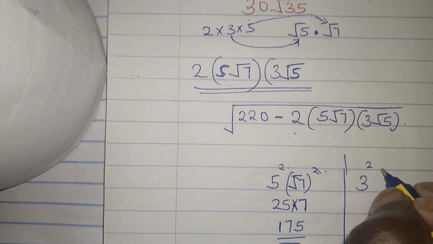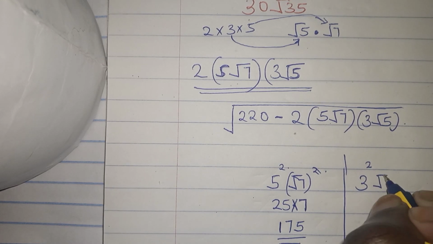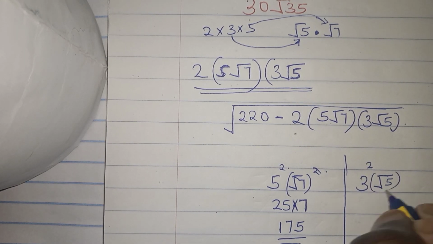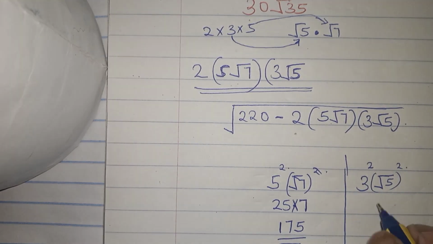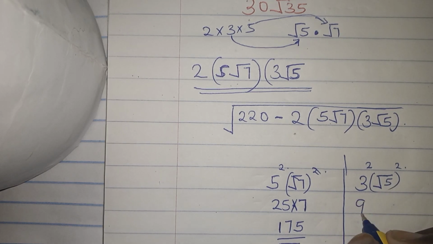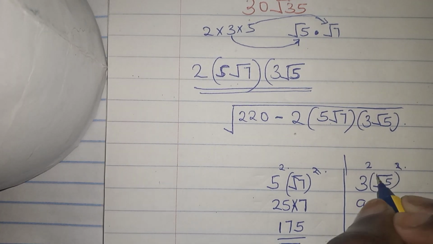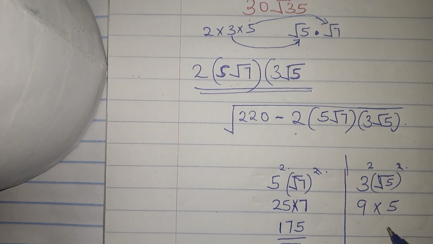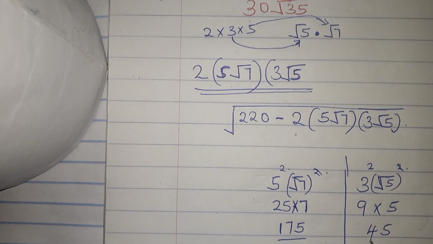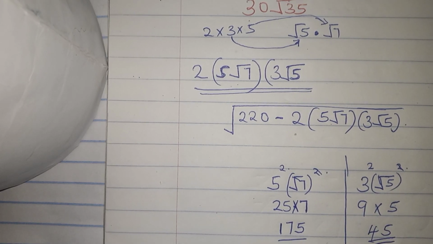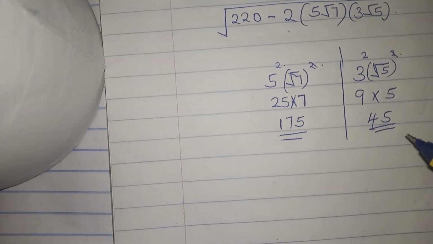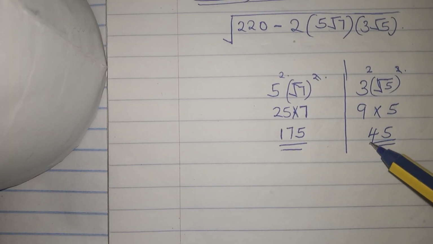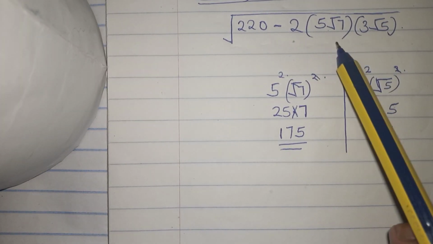And on this side, I can as well square 3. I'm squaring 3 and the square root of 5 as well. So I am squaring everything. So 3 squared will give us 9, and this square will cancel with this square root. So this will be 9 times 5. This will give us 45. Right? So we have 175 and we also have 45 if we square this number.